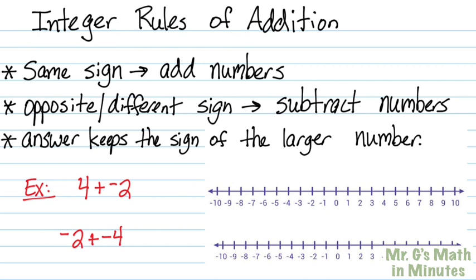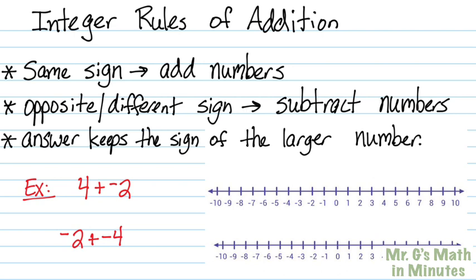So if one number is a negative 8 and the other number is a negative 2, the answer is going to be negative because that 8 is a bigger number than the 2. If the problem is 8 plus negative 2, the answer is going to be positive because the 8 is still bigger than the 2 and the 8 was positive. So let's go ahead and take a look at a couple of examples that I have down right here.